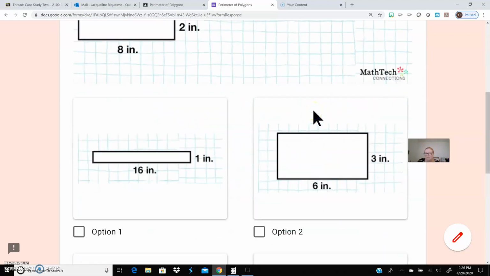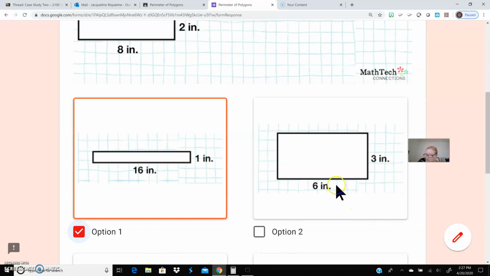Okay, so let's look at option number 1. Option number 1, let's look at the area first. 16 times 1, it's 16. Okay, so yes, this one would apply, but let's make sure that it does not have a perimeter of 20. And I don't think it will, because if I put 16 on the bottom, 16's on the top, plus 1, that's well above 20. So option 1. Let's look at this one. 6 times 3. Well, 6 times 3 is what? 18. So it can't be option number 2, because remember, it has to have the same area.